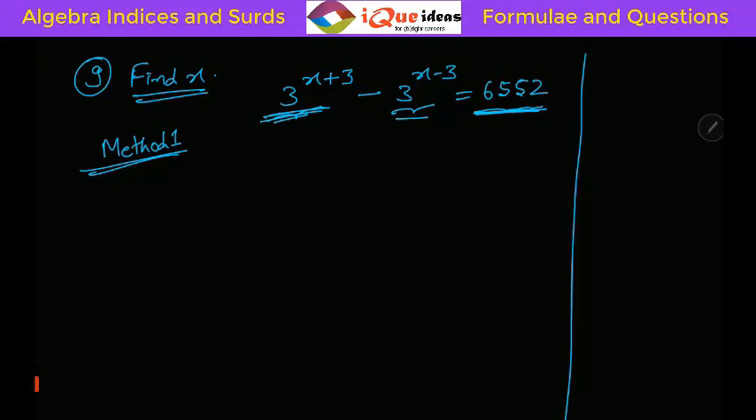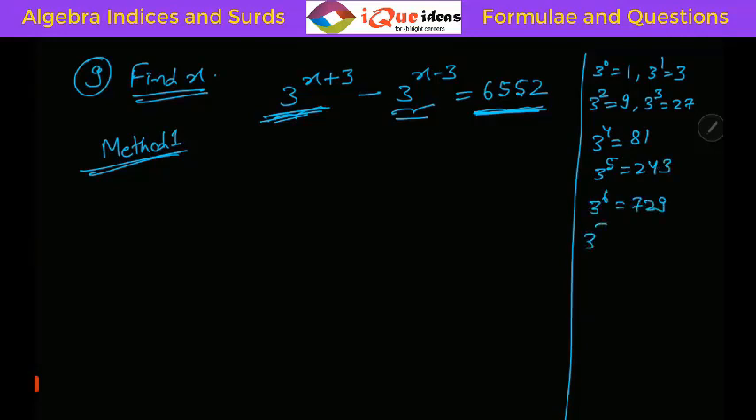Let me help you to recall the values of powers of 3. 3 raised to 0 is 1. 3 raised to 1 is 3. 3 raised to 2 is 9. 3 raised to 3 is 27. 3 raised to 4 is 81. 3 raised to 5 is 243. Right? 3 raised to 6 is 729. 3 raised to 7 is 2187. 3 raised to 8 is 6561. 3 raised to 9 is 19683 and so on.